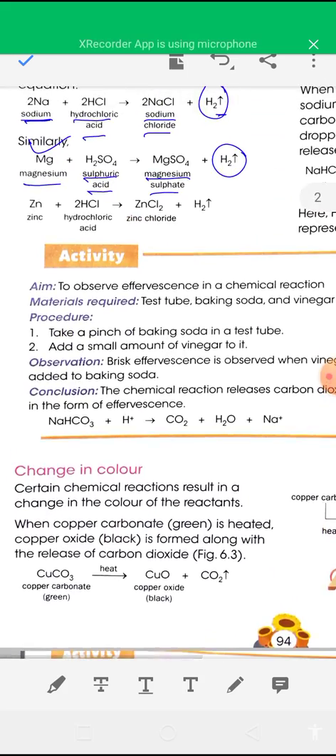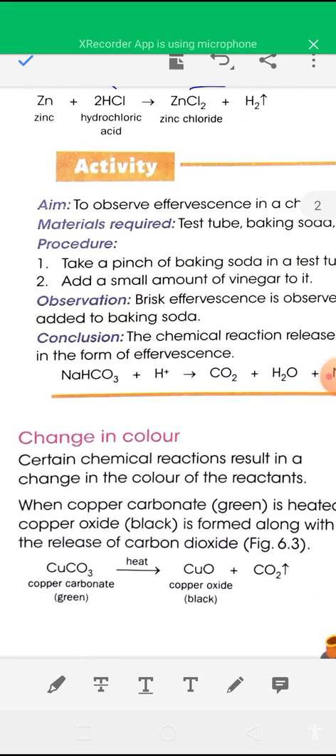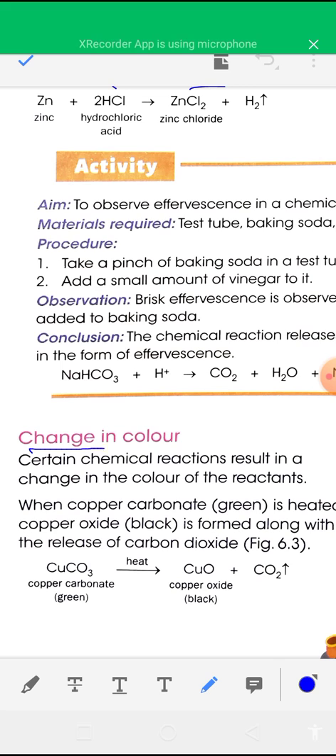Next characteristic of a chemical reaction is change in color. Certain chemical reactions result in a change in the color of the reactants. So there are some chemical reactions in which color change takes place.